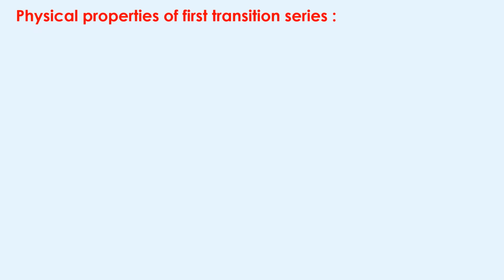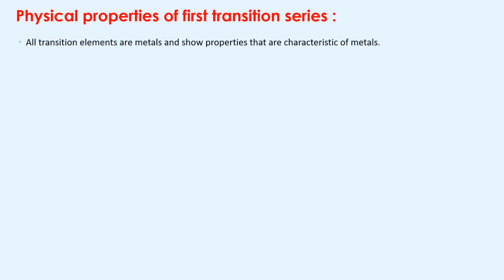Now we start with the physical properties, and we have to see them for only the first transition series. Which are the physical properties that you know? They are hard, lustrous, malleable, ductile, and form alloys with other metals. That is nothing but your physical properties. Your transition elements are nothing but metals only, and they show the characteristics of metals.